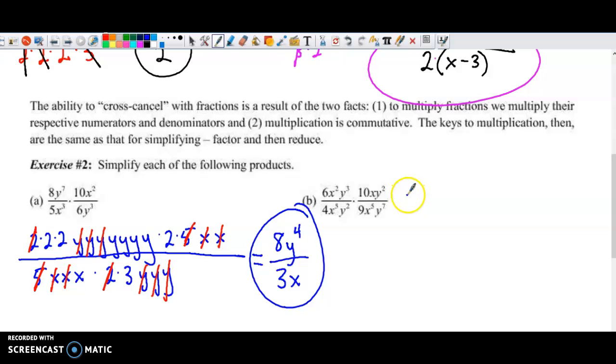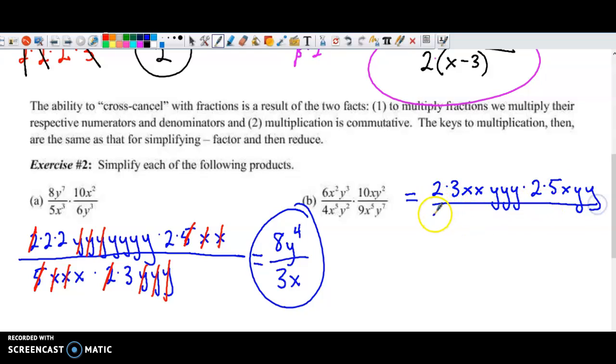You can do the same thing with the next one. But again, it might make more sense if, oops, forgot my 3. 2 times 3, 2 x's, 3 y's. 10 is 2 times 5, 1 x, 2 y's. And on bottom, you can do the same thing. 2 times 2, 5 x's, 2 y's. 9 is 3 times 3, 5 x's. Running out of room, 7 y's.